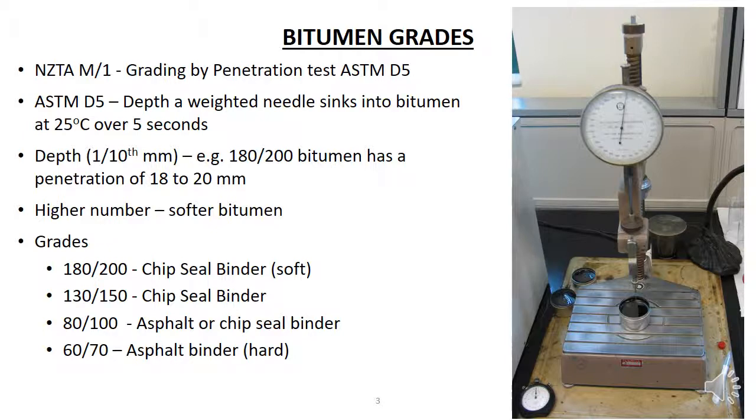180-200 bitumen has a penetration of 18 to 20 millimeters over the 5 seconds and is the softest bitumen. It is the most common grade used for chip sealing in New Zealand. However, 130-150 grade may be used in hotter climates. This is because the softer grade, 180-200 bitumen, is more prone to becoming excessively soft in hot weather. When it is too soft, the bitumen cannot hold the chip in place and the chip may be stripped out by traffic loadings, leaving just a bitumen surface remaining. This bitumen surface is more prone to wear and has poor skid resistance, especially when wet.